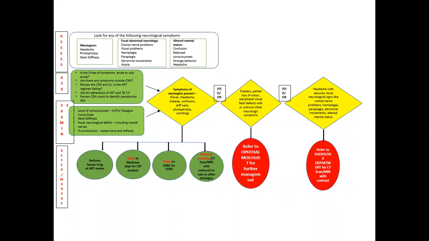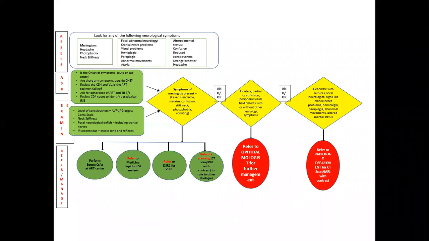For example, you have meningismus, where headache, photophobia, and neck stiffness is usually going to be the presentation. Then you've got focal neurological issues, where you can look for cranial nerve problems, visual problems, hemiplegia, paraplegia, abnormal movements, or ataxia. Then altered mental status, you look for confusion, reduced consciousness, strange behavior, or headache. So there was a reason for us to think in this direction. Let's look at the three yellow boxes that are there.